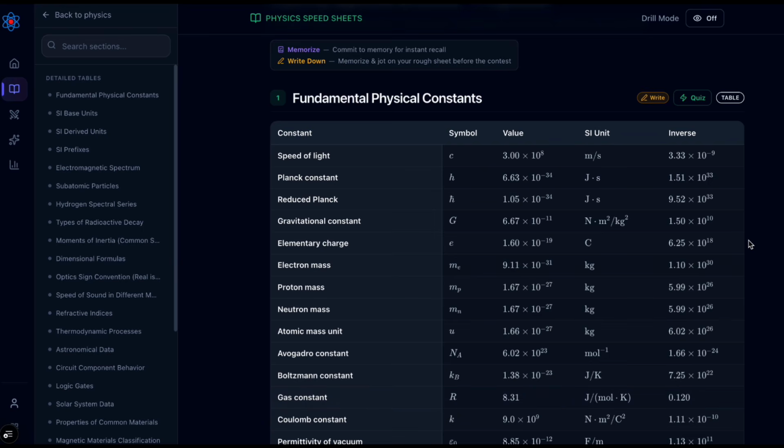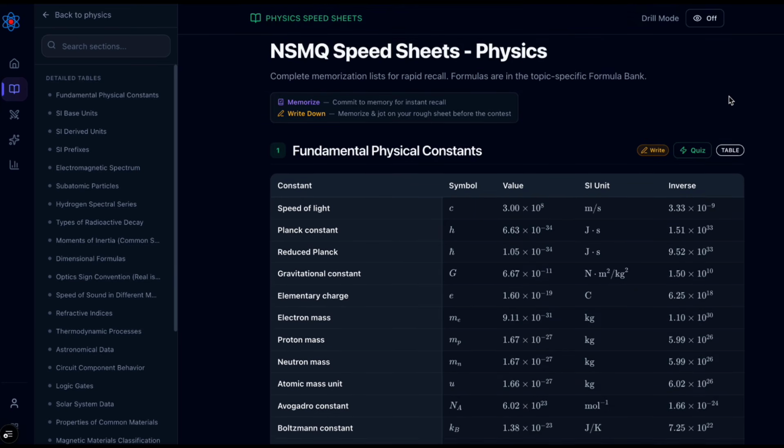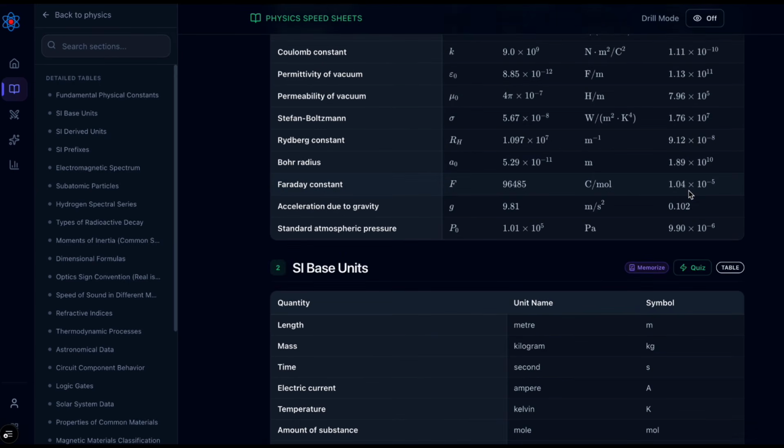Trust me. In the previous question, you saw that when we were calculating beta, we had a velocity over the speed of light. In a question, let's say you have 1 over the speed of light. You don't need to calculate on the spot. If you have the inverse memorized, you can just solve for it immediately. And then the speed sheet features tells you which ones you're supposed to write down and which ones you can just memorize without writing down.